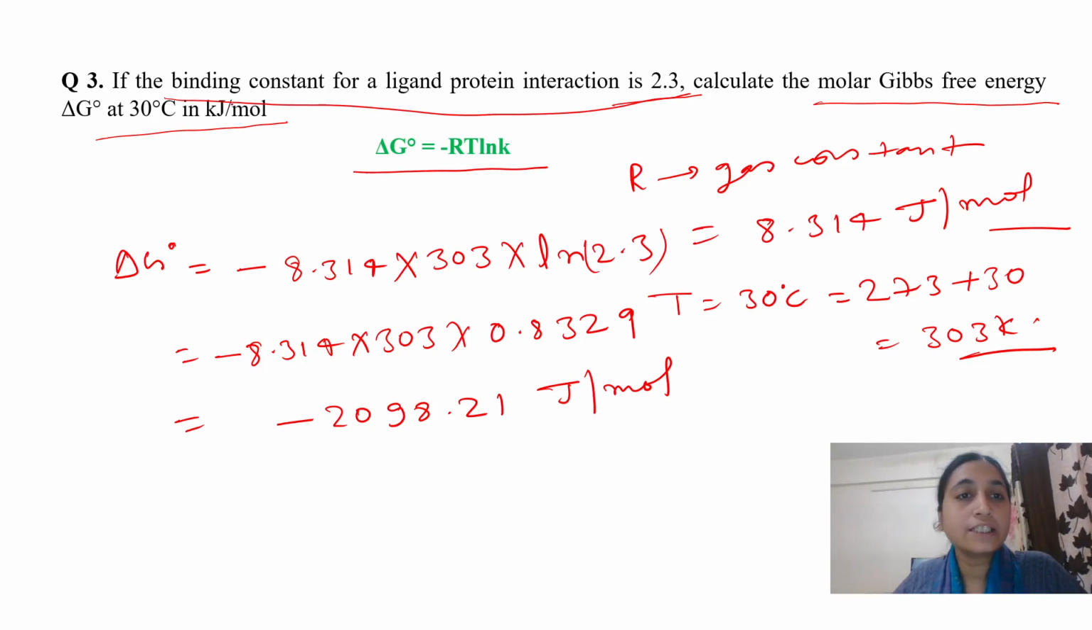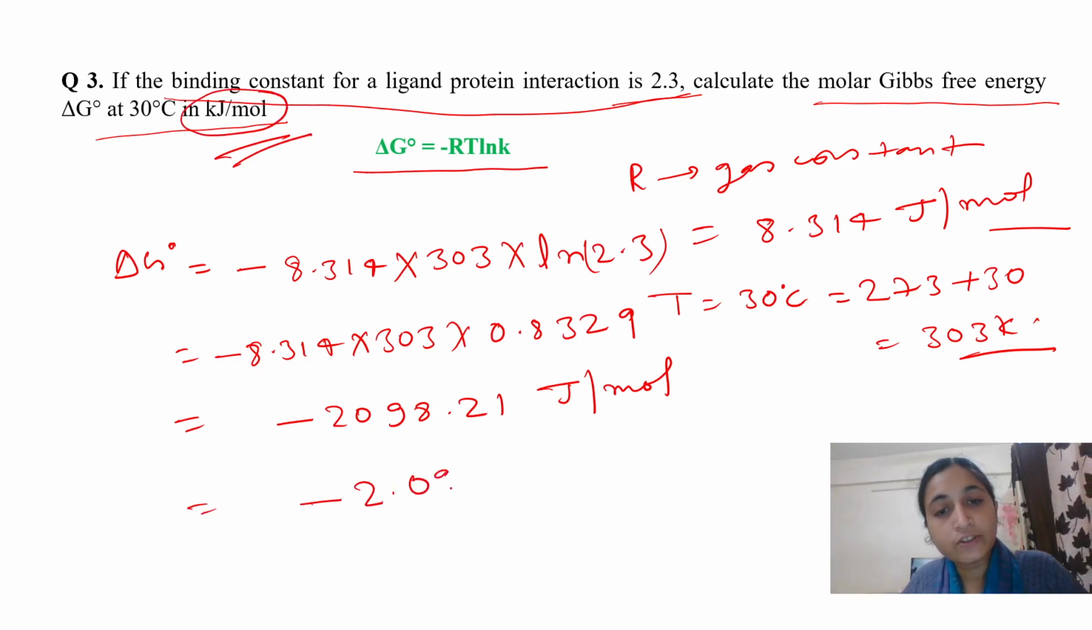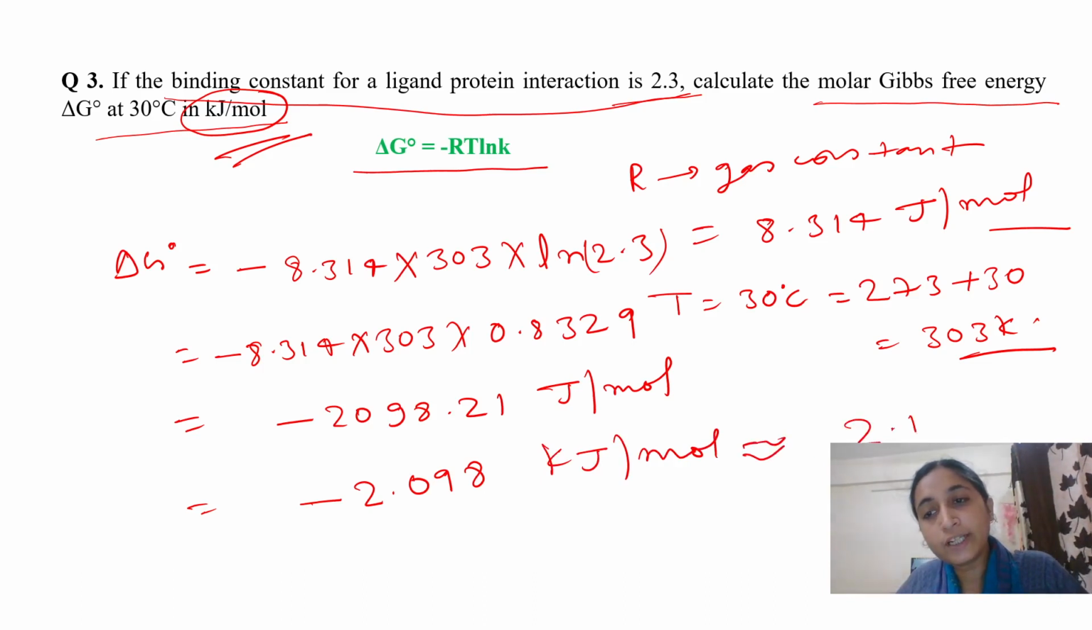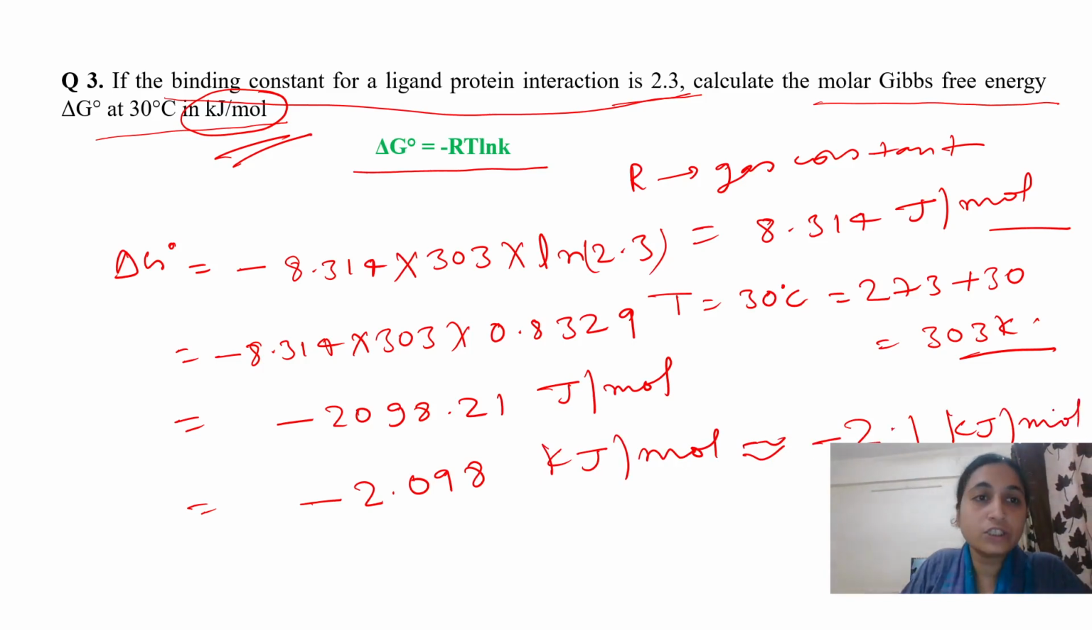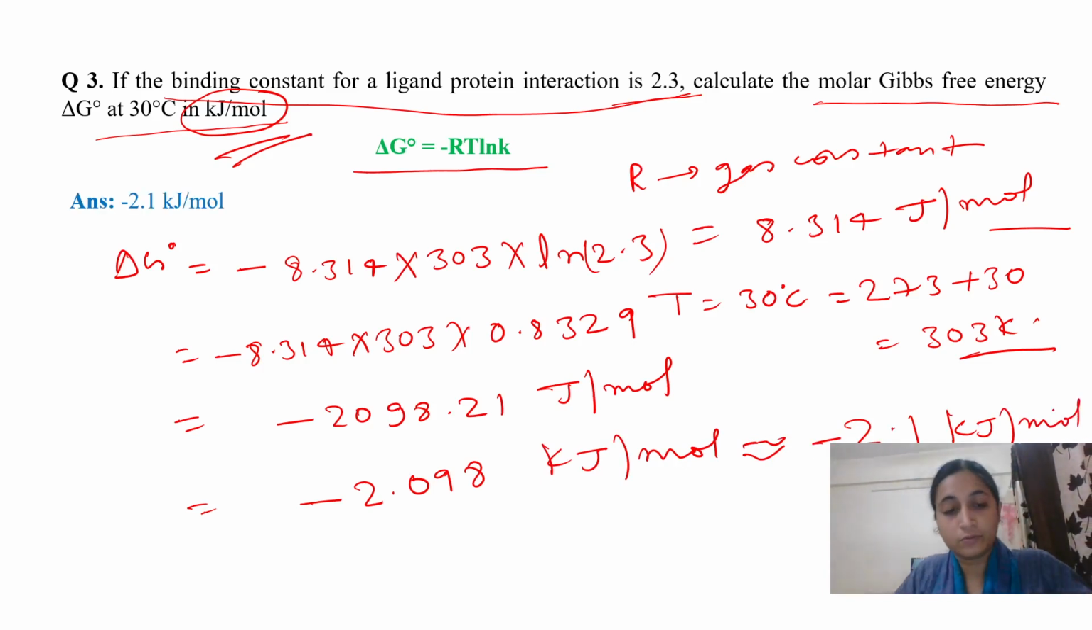But they have asked us to calculate in kilojoule per mole. So this will be equal to minus 2.098 kilojoule per mole, or minus 2.1 kilojoule per mole. So the answer will be minus 2.1 kilojoule per mole.